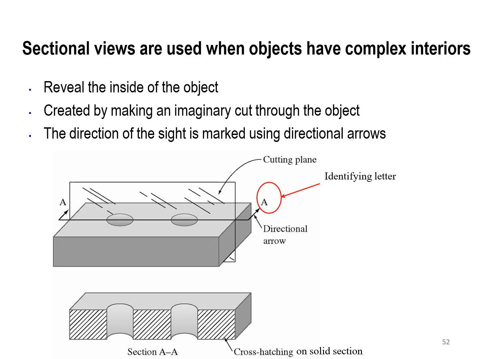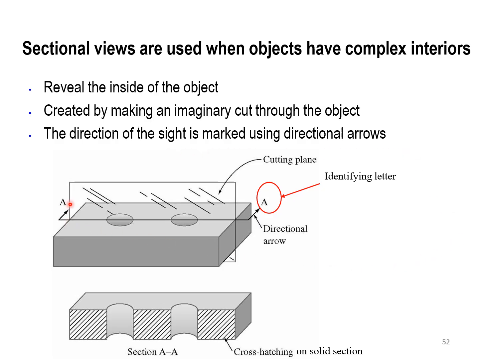The sectional views are used when the object has a complex interior, with some details we need to show for the technician or the other engineers. It reveals the inside of the object, and this is created by making an imaginary cut through the object, and the direction of the view is going to be marked using the directional arrows.